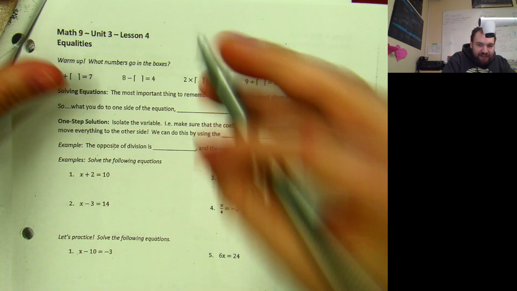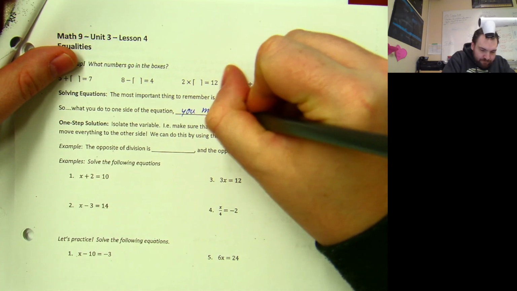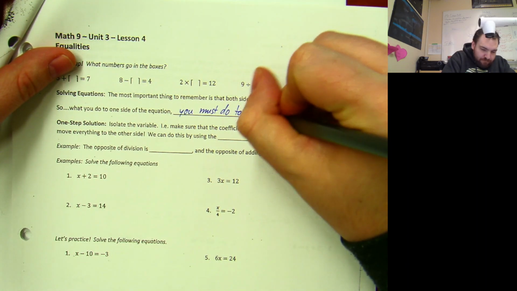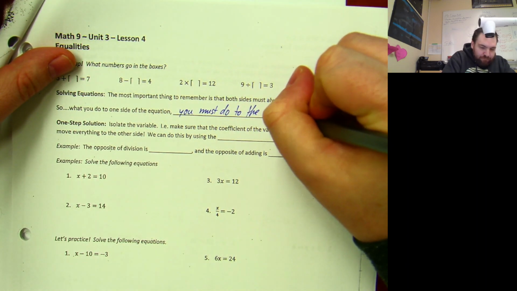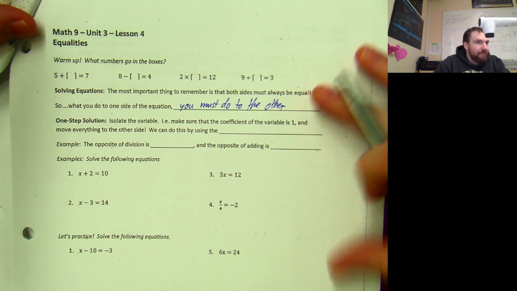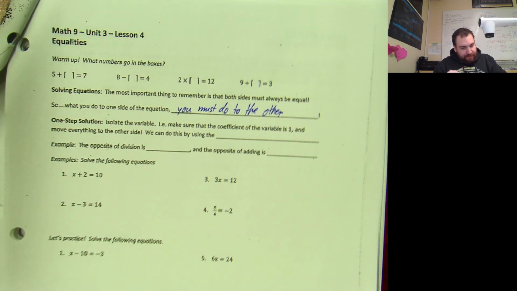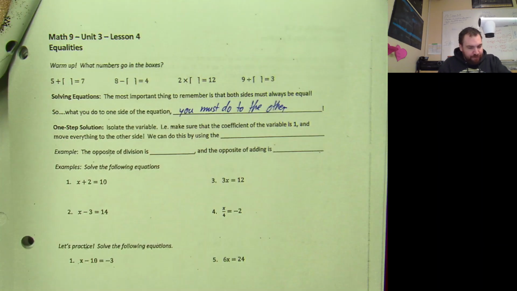What you do to one side of the equation, you must do to the other, because equal means the same. So you can't do something to one side and not do it to the other. We're going to look at a whole bunch of just kind of convoluted ones of these. This should be very quick and a review.